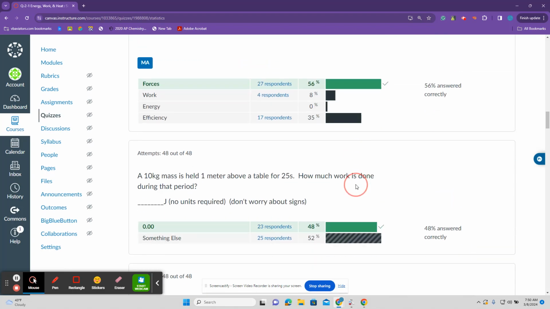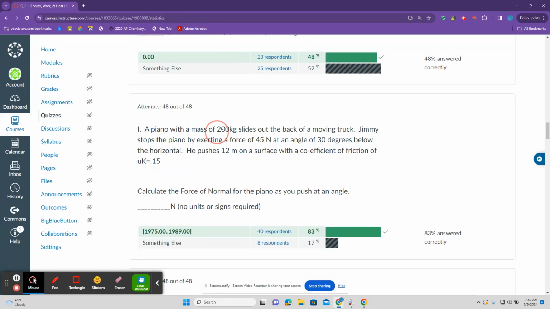So this time around, we're talking about this piano. This is a piano with a mass of 200 that slides out the back of a moving truck. Jimmy stops the piano by exerting a force of 45 at an angle of 30 below the horizontal. He pushes 12 meters on a surface with a coefficient of friction of 0.15.